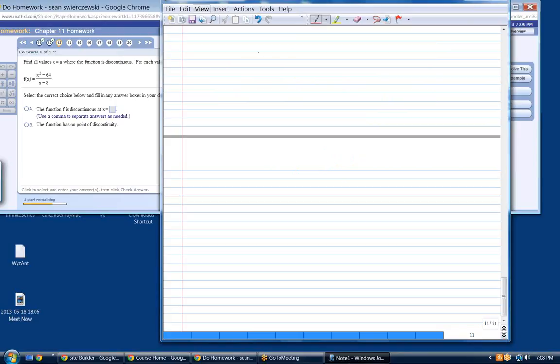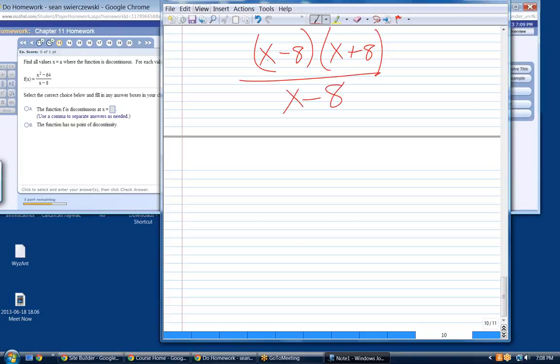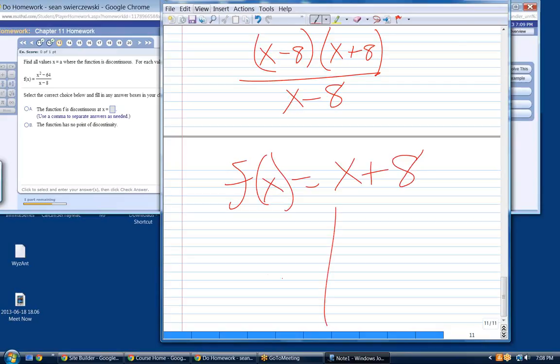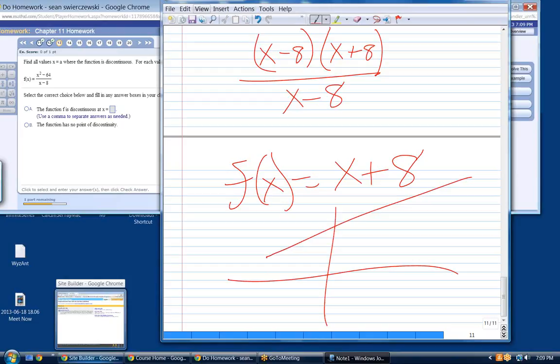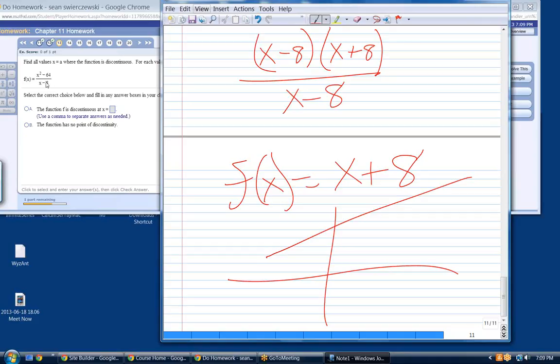So, first of all, the top factors into x minus 8 times x plus 8, and it appears that we could cancel out the x minus 8's, leaving us with f of x is equal to x plus 8. That has no discontinuity. That would be that line. But just because we have canceled these out does not eliminate the discontinuity in this function.